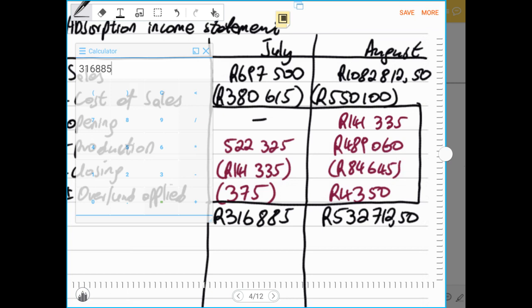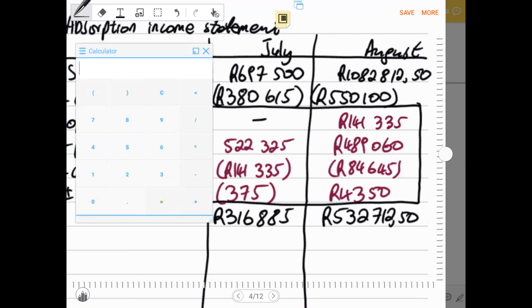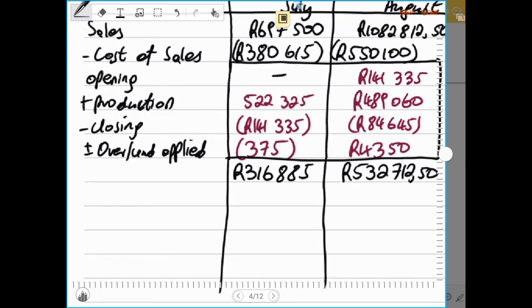Then after we have calculated our gross profit, we can deduct all the non-manufacturing overheads. So now let us go to the non-manufacturing overheads. This is the gross profit.